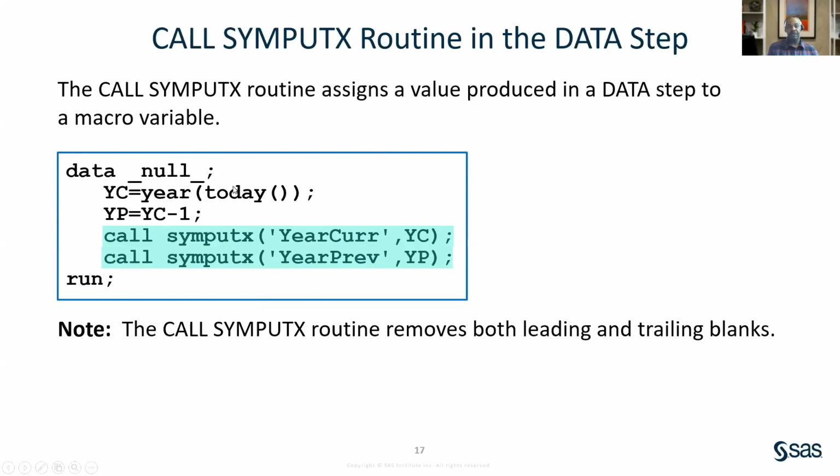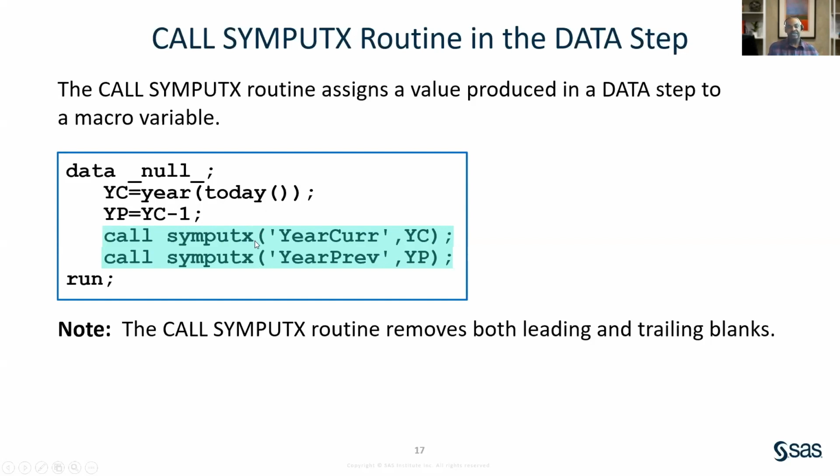Remember, we're not using the SYS function because this is a data step assignment statement. We will get the SAS date from the day, and the 4-digit year from the YEAR function, whatever the current year is, and assign it to YC. Then YC minus 1 is assigned to YP. So we're trying to imply year current, year previous.